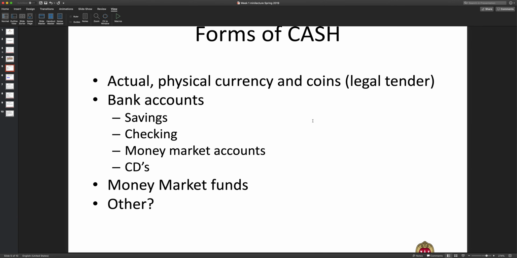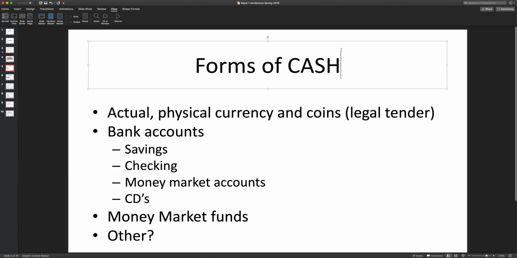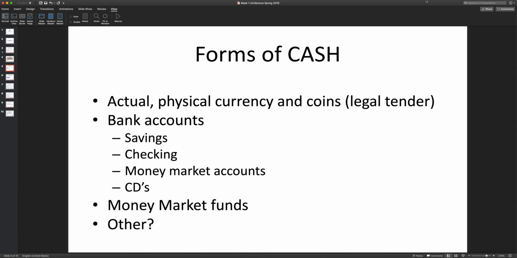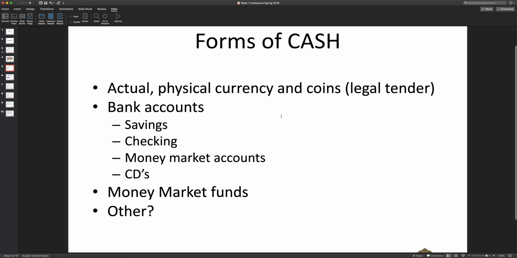So in the various forms of cash, we can talk about actual physical currency and coins, also called legal tender. Now, if you're going to keep this in your pocket, then you're probably not going to get much of a return on it. Although people who have lived a long enough life, or who are students of history, might feel that cash in your pocket or in your house is the safest cash ever in their minds.